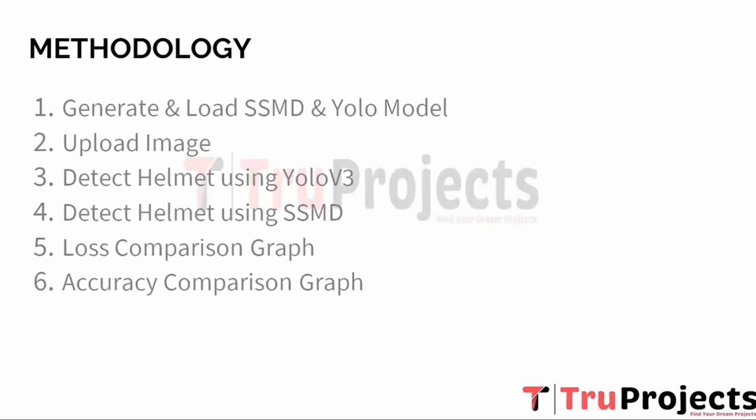Second, upload image. With the SSD and YOLOV3 models ready, the next step is to upload an image into the system. This image can be from a surveillance camera, a drone or any other source where helmet detection is desired. The image serves as the input for both the SSD and YOLOV3 models to detect helmets within it.